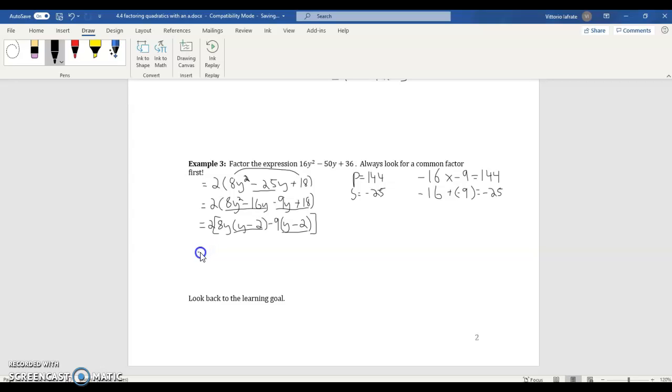So let's continue that there. We'll end up with 2. One of the brackets will be y minus 2 because it's a common factor now. And the other bracket is going to be what's left over, 8y minus 9.